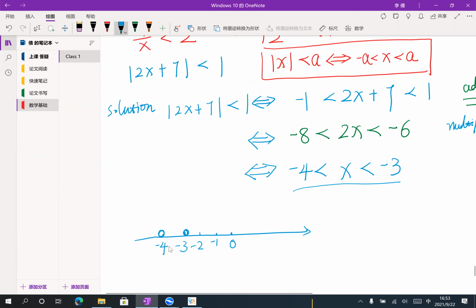So we draw a line between this. So this is the solution on the real line. And if we write this as an interval, it will be parentheses -4 to -3 parentheses. This interval is an open interval. This is the solution for the first exercise.